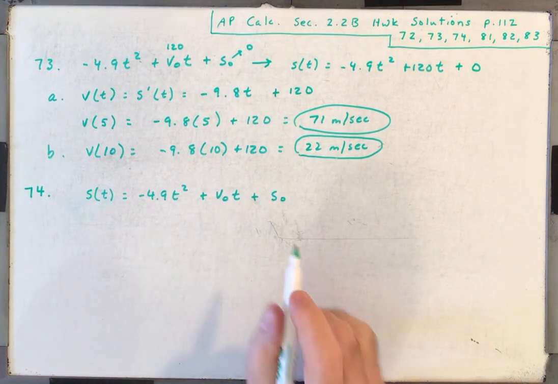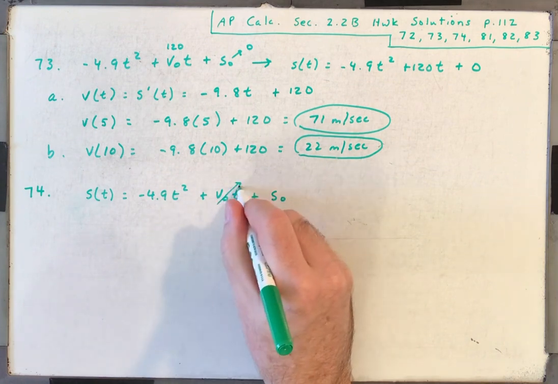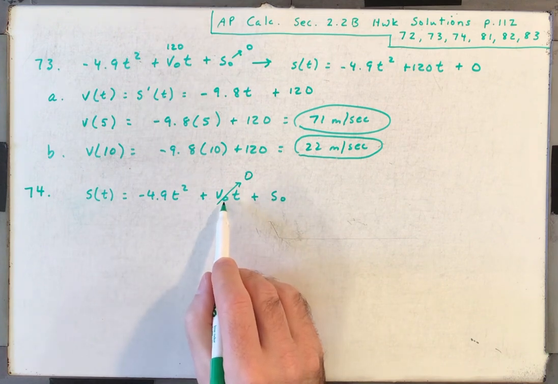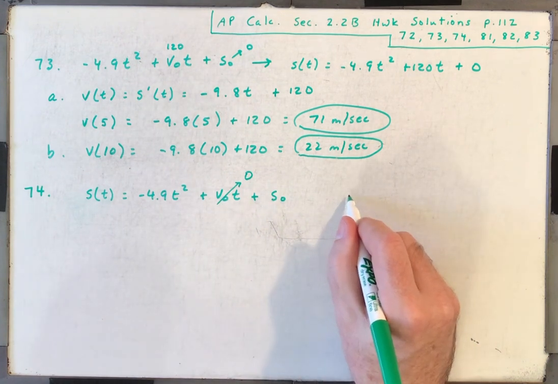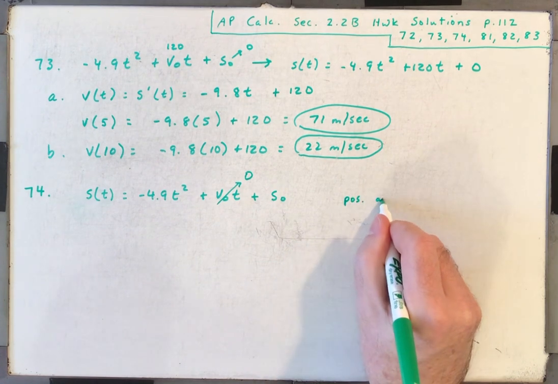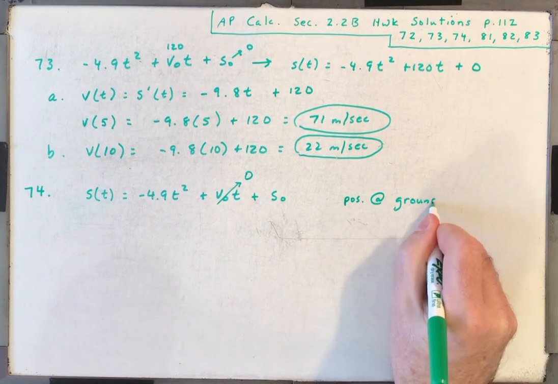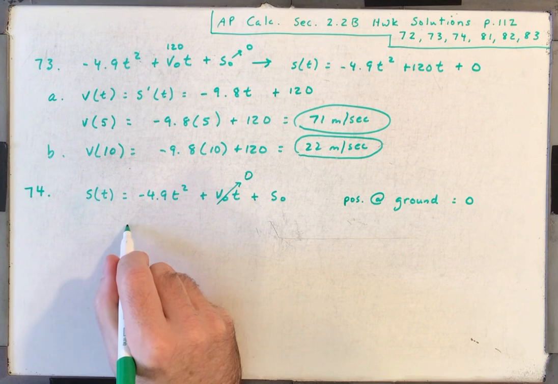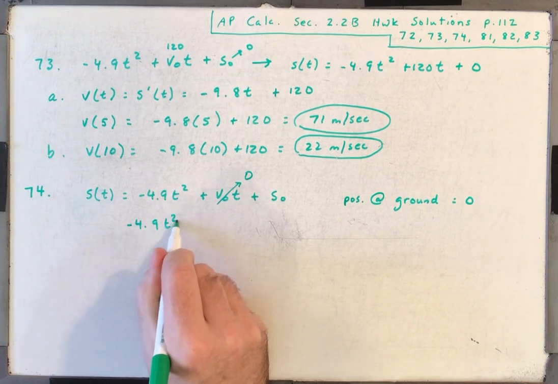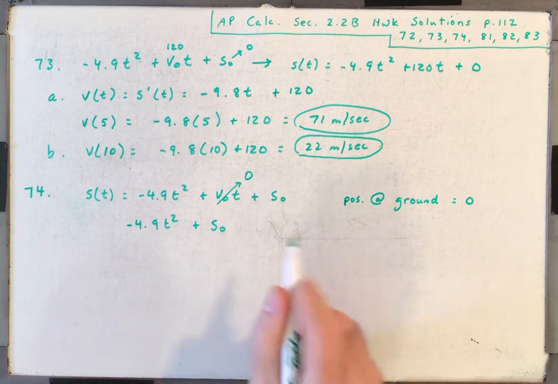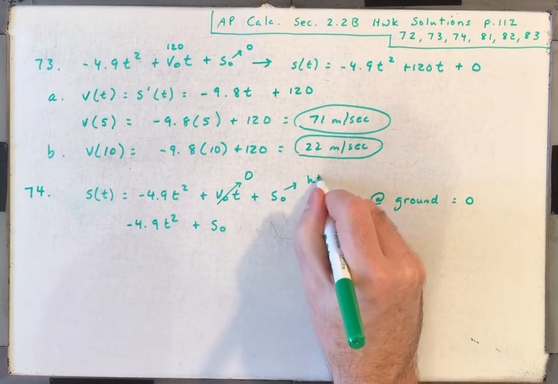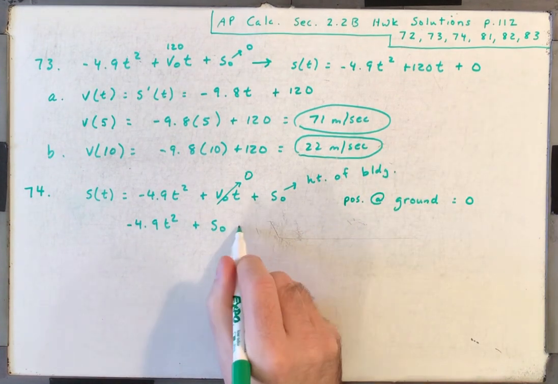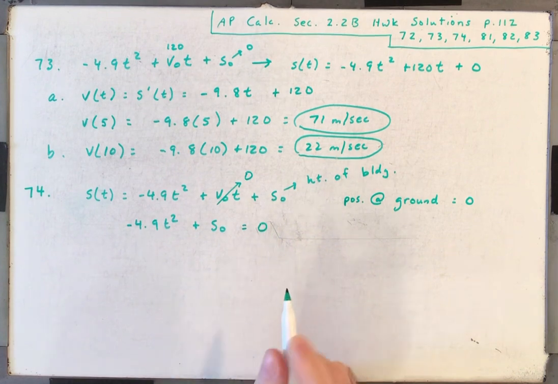Okay, so this is 0, right? Because it's just dropped. It's not thrown down. And the position at the ground is equal to what? It's equal to 0. So we just want to know, we would have negative 4.9 t squared plus our initial position. The initial position is the height of the building. So that's equal to 0.